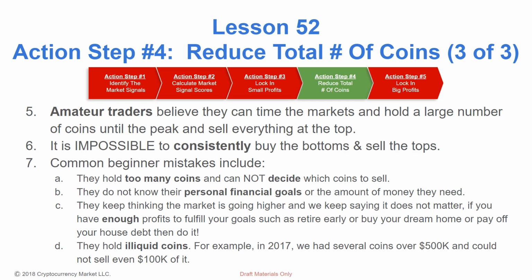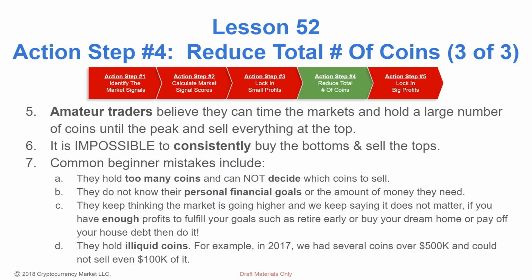The amateur traders believe they can time the markets and hold a large number of coins until the peak and sell everything at the top. It is impossible to consistently buy the bottoms and sell the tops. You may do it once in a while and be lucky, but it's not something that we have seen anyone do consistently well. So stop trying to go after something that is not realistic, okay?